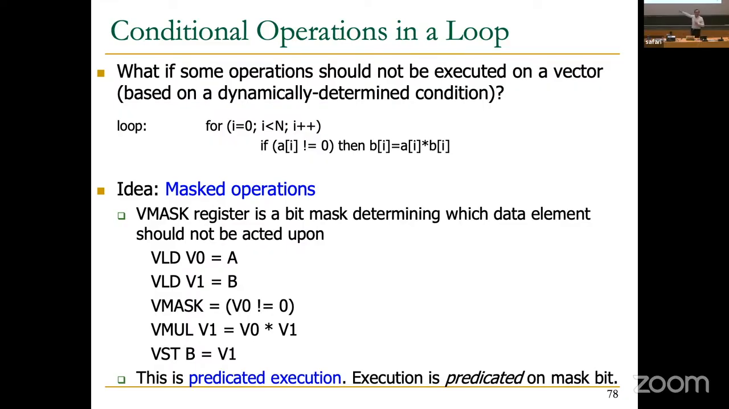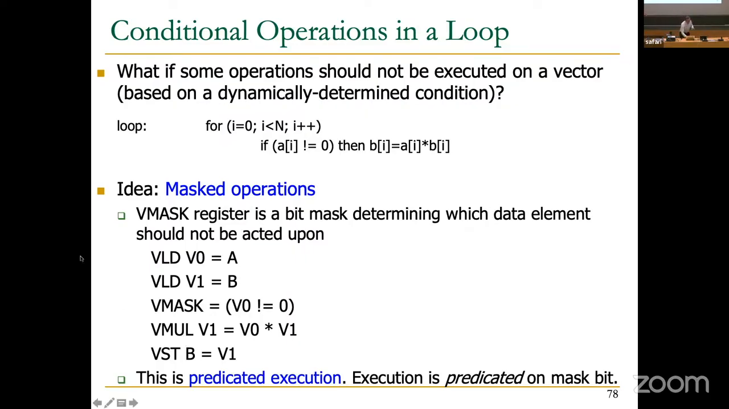There's no branch. It's all data flow, right? It's all dependent on the vector mask register. So this is beautiful, and this is where predicate execution has been extremely successful. Execution is really predicated on the mask bit. If the mask bit is 1, but actually it applies to all operations in a vector processor.